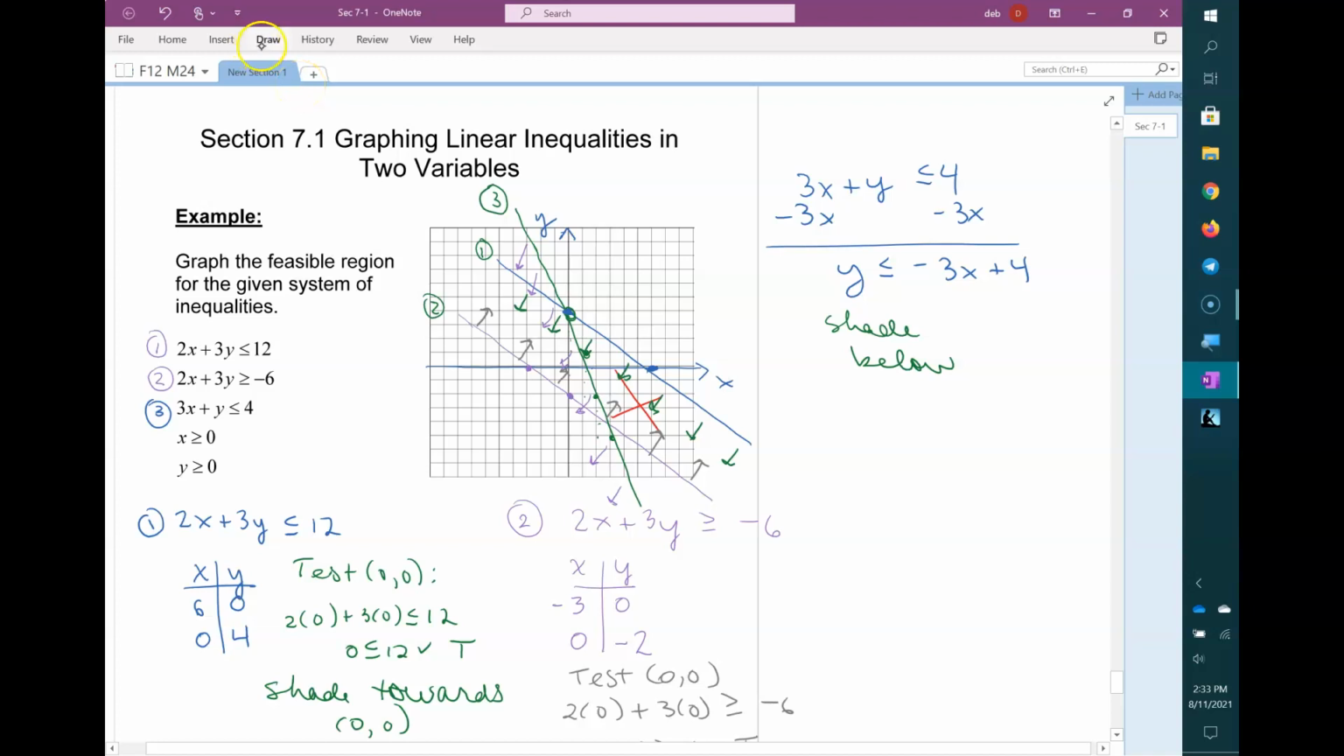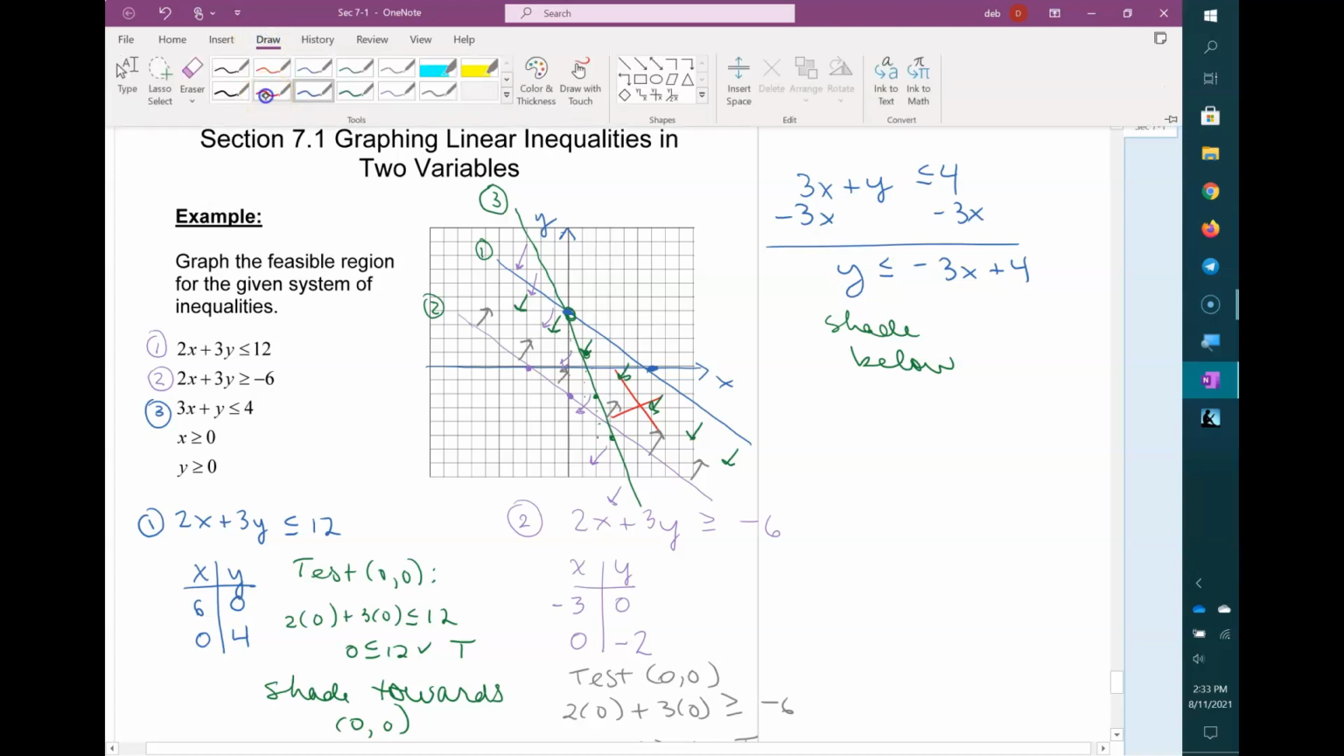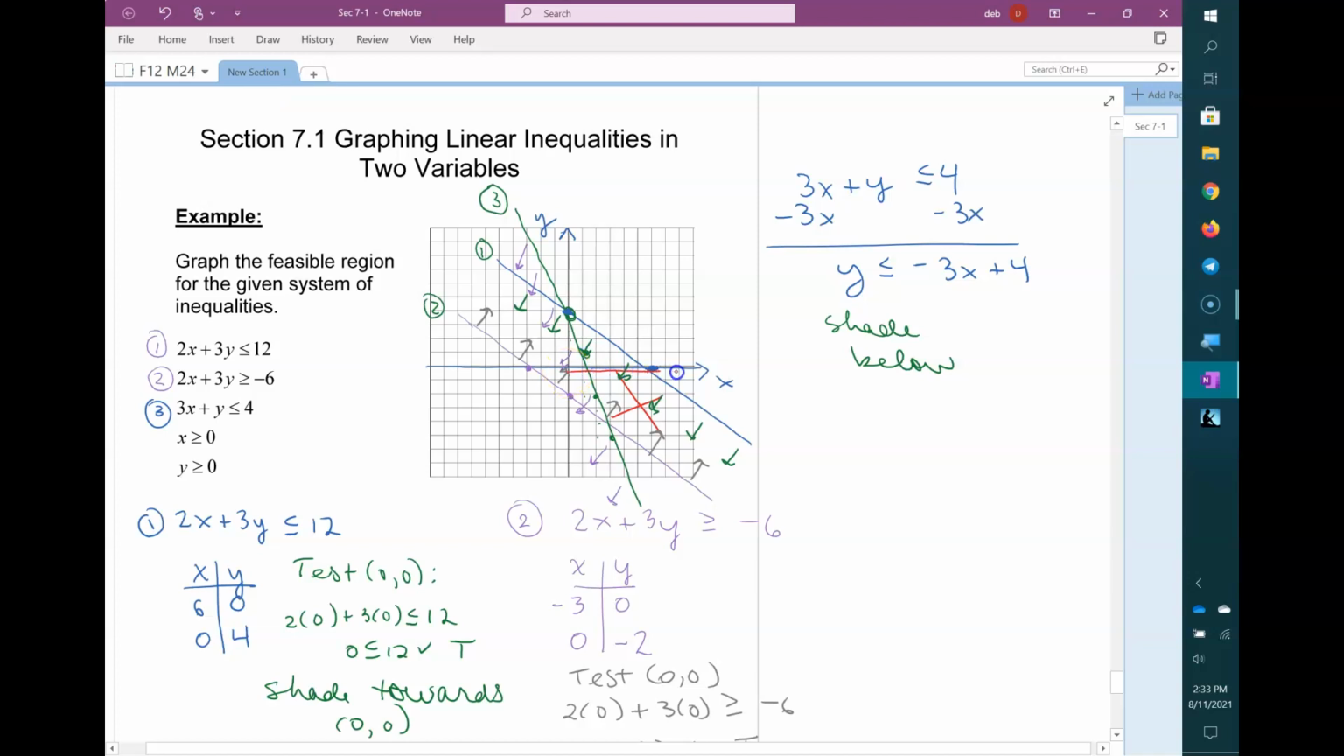Okay, then the last two parts say x and y both have to be positive or at the least 0. So we want the boundaries of this region to be the x and y axes and only quadrant 1. So you can see that we just have a little triangle region right here. This is the solution region.